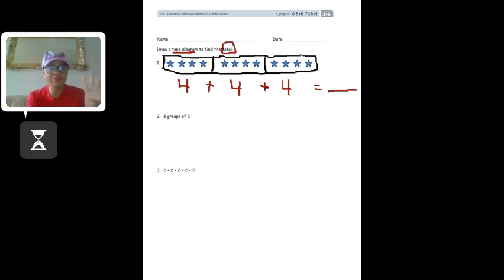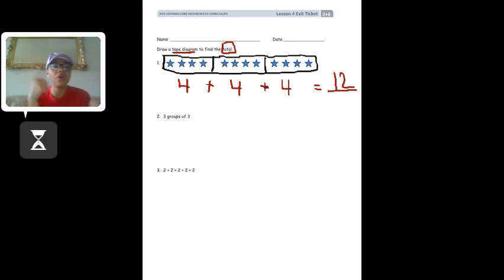So we have 4 stars plus 4 stars is 8. 8 plus 4, let's use mental math, it's 12. So we have a total of 12 stars in all. And so we made a tape diagram to find the total number of stars. Good job.